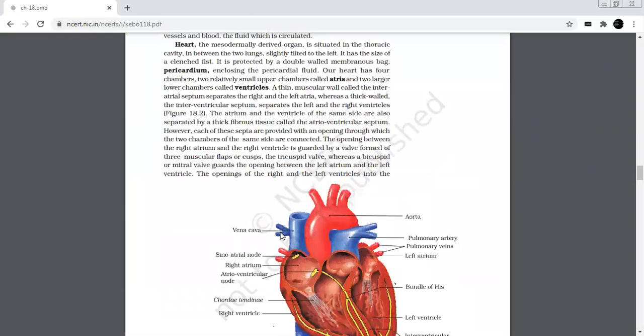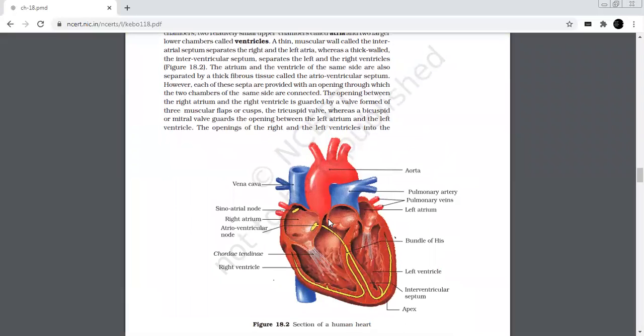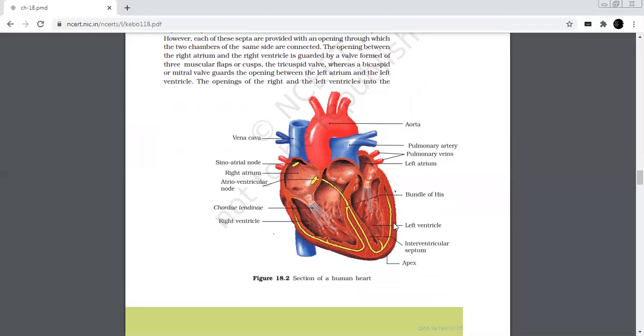This is the structure of heart. Heart is a mesodermally derived organ situated in the thoracic cavity in between two lungs. It appears to be slightly tilted towards the left side. It is a hollow fibromuscular organ, slightly conical in shape, of about 12 cm length and 9 cm breadth. The upper broad part is the base and the lower part is known as apex. It has a size of a fist. So you can see where is apex and which part is called base.